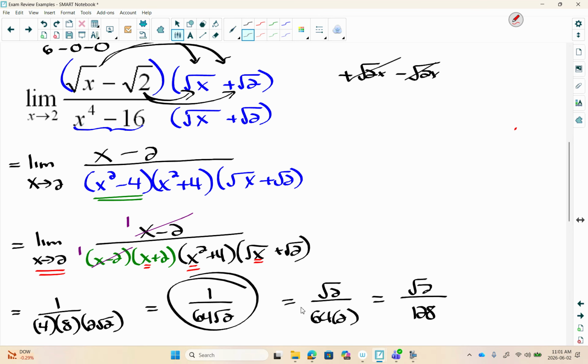What did I do from this to this? I multiplied the top and bottom by radical 2. 1 times radical 2 is radical 2. 64 root 2 times 1 root 2 is really 64 times the square root of 4, or 64 times 2, which is 128.